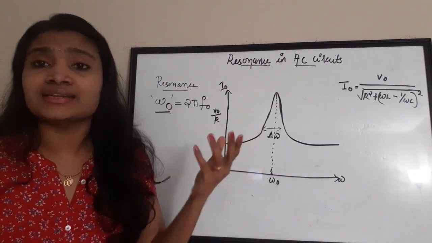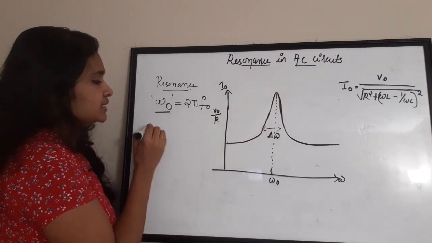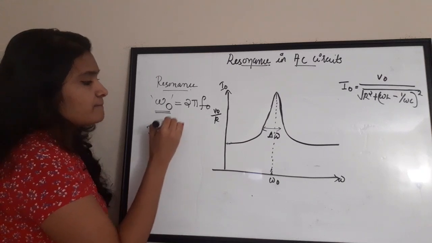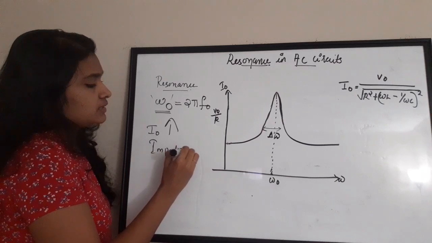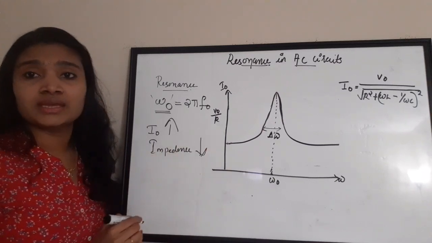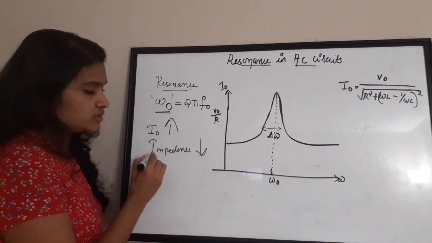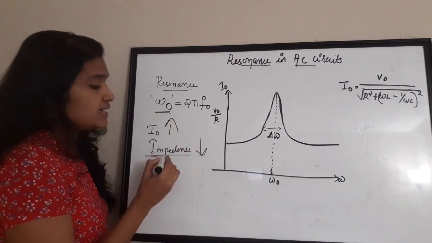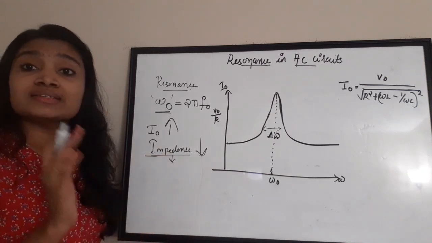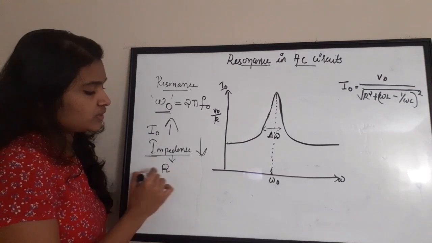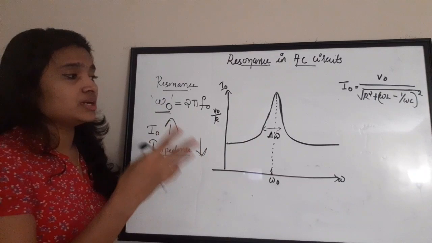Since the current is high, the resistance has to be low, right? So, at resonance, the current I0 is maximum and the impedance is minimum. Okay, so the impedance is minimum and the current I0 is maximum. And also another important feature is that in the resonance state, the impedance is only contributed by the resistive element, which is R.